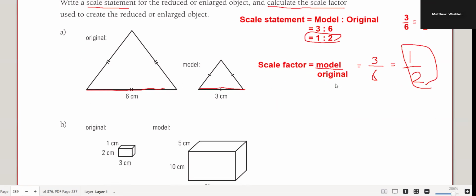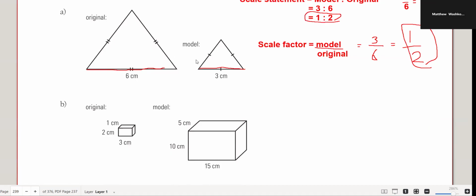But what happens if I go to this one here? Question B. Now, if you're looking, the model's actually larger in this case. That's going to change some stuff. So again, it's an example. You don't need to do this all the time, but the scale statement, right? It's model to original. My model in this case, I'm going to pick the same side. I'm going to use the base, which is 15. I'm going to use the same base over here, which is 3, 15 to 3. If I simplify that, I can see it is 5 to 1. So that's my scale statement. Now my scale factor, again, model divided by original.